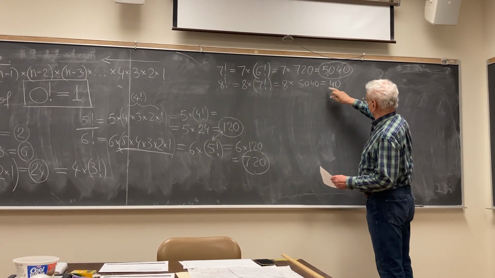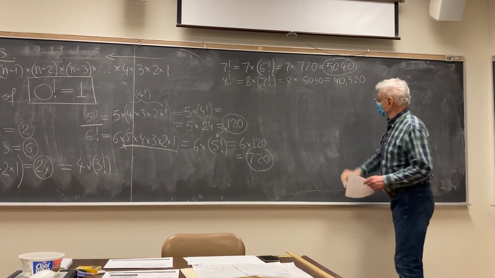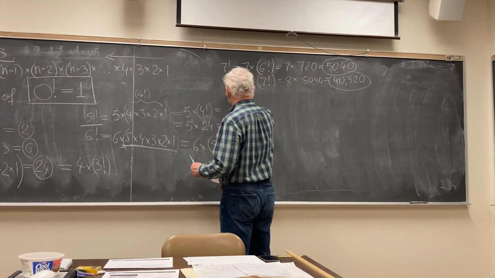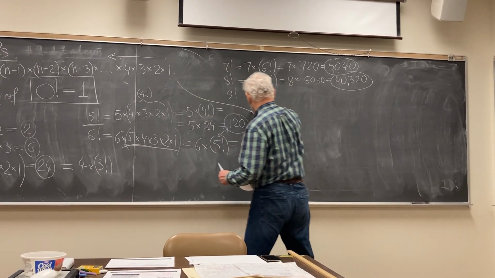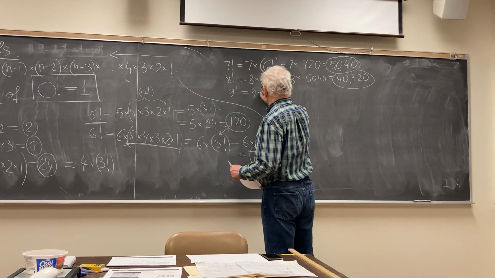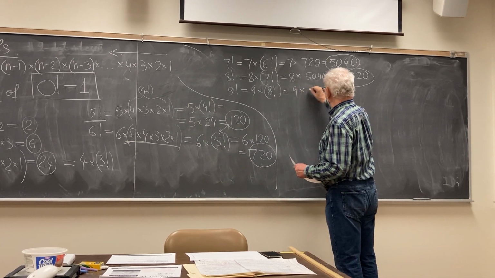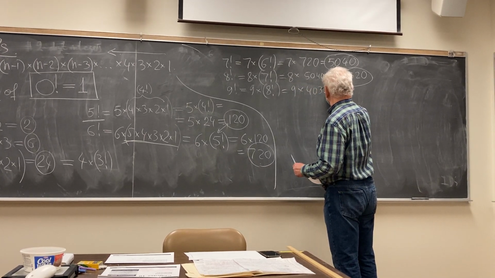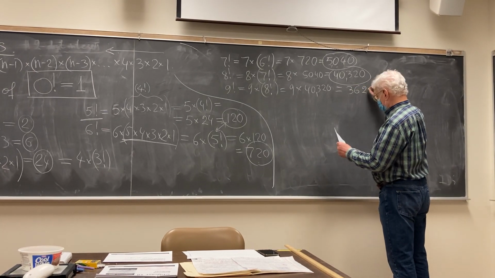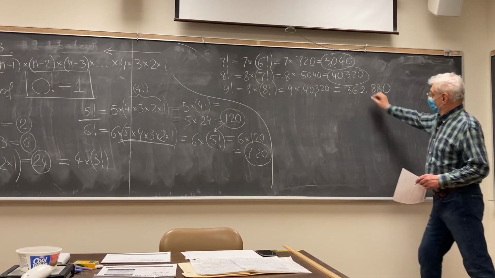So the answer is, 5 times 8 is 40, so you have 40,320. That number. 9 factorial, let me just separate. 9 factorial is 9 times 8 factorial. 9 times 40,320, and the answer is 362,880. That number.